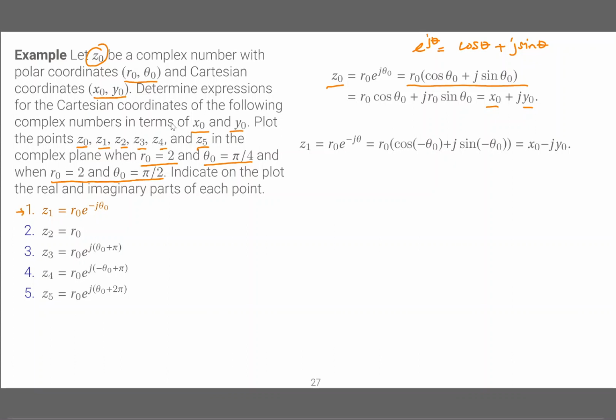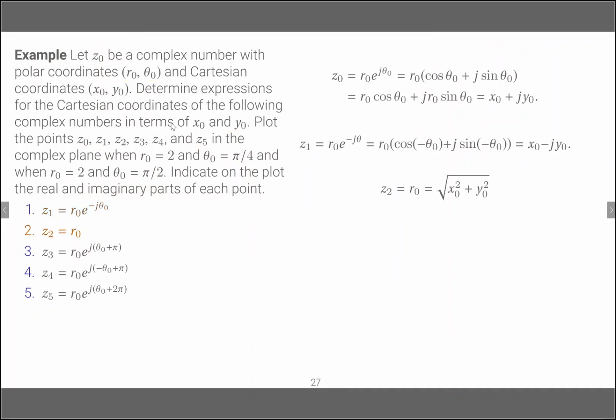Now let's take the first example. z1 equals r naught e to the power of minus j theta naught. So let's consider that minus j theta naught. We use Euler's relationship once again. Cos of minus theta naught is cos theta naught. Sine of minus theta naught is minus sine theta naught, which is minus y naught. So there you go, we have z1. Let's plot it later.